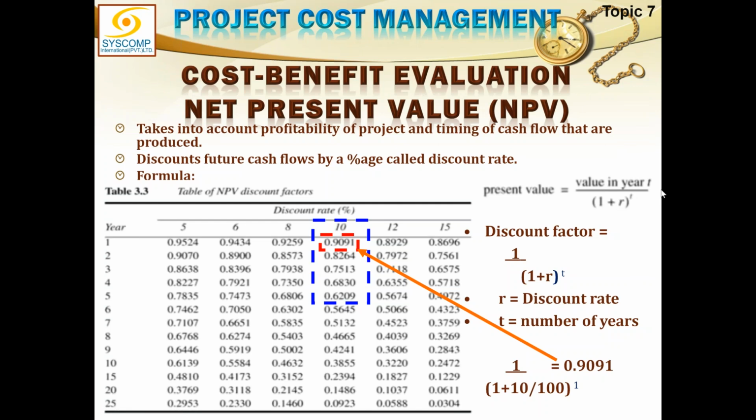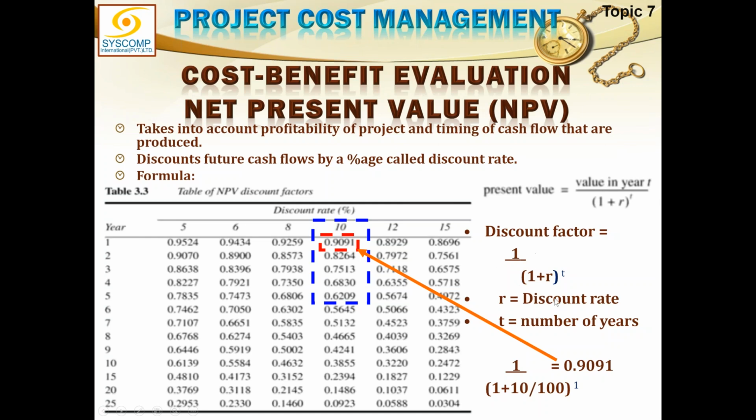But I am telling you another easier method to calculate your present value, because every time, for every value, you have to apply this formula. So why not draw a chart or a table of NPV? You can see a table of NPV discount factors. You can draw your own, or you can find this table in any of the accounting or statistics books. Normally this NPV discount factor table is given there. This is standard.